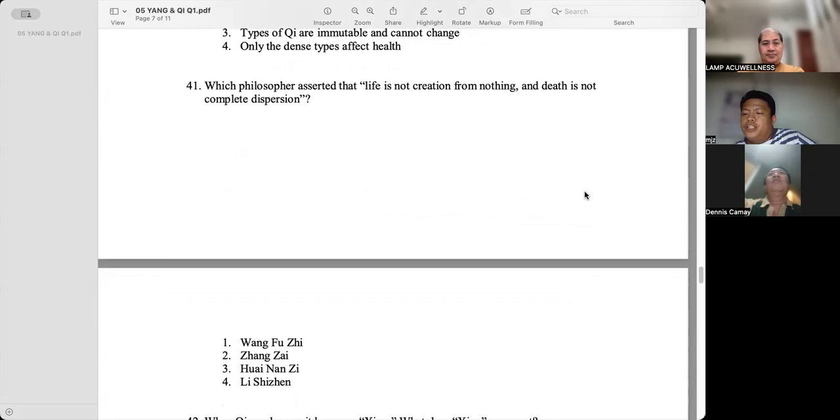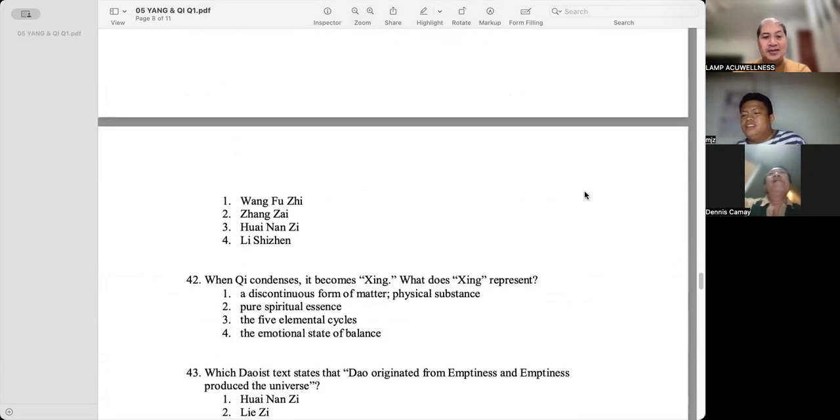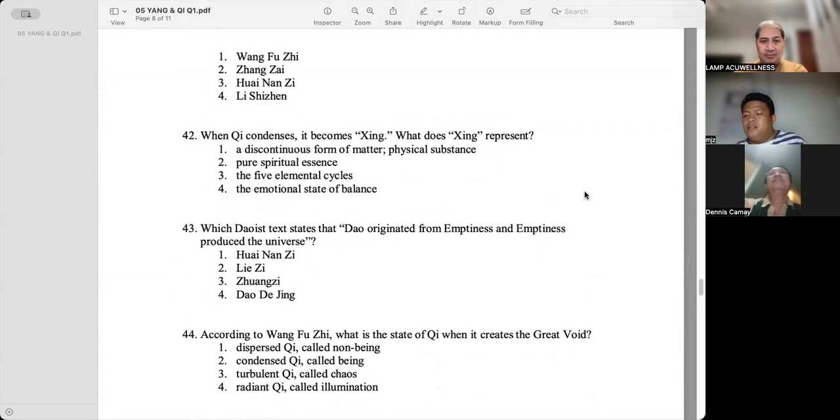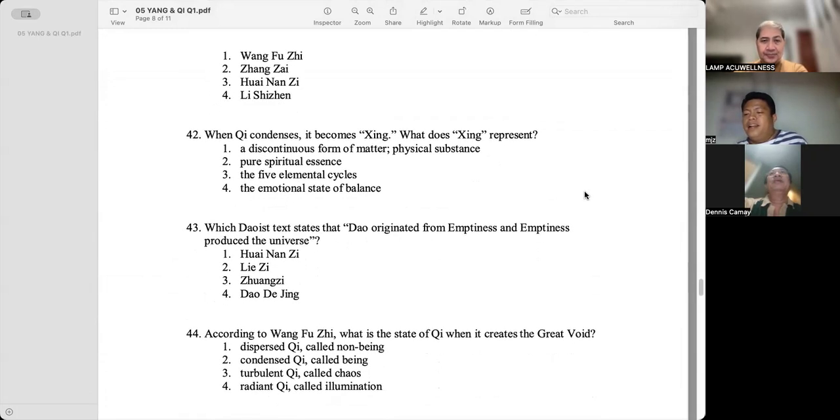Wang Fu Zhi. When qi condenses, it becomes xing. What does xing represent? A discontinuous form of matter, physical substance.